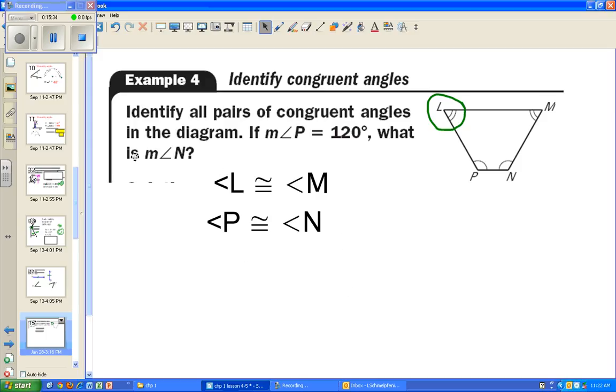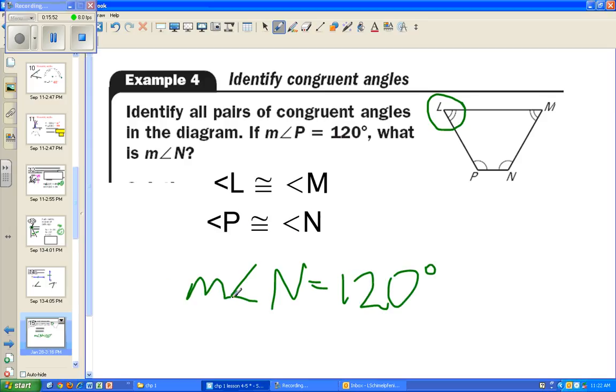And lastly, what is the measurement of angle N? Well, it told us P was 120, and if they're congruent, then angle N has to also equal 120. And now because I gave it a number and not just talked about the angle, I'm going to put the little m in front of it. So the measurement of angle N equals 120.